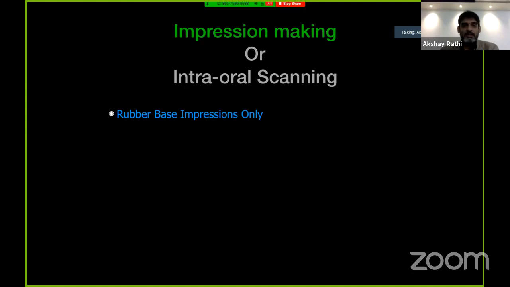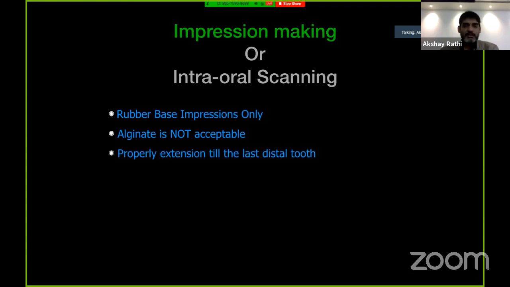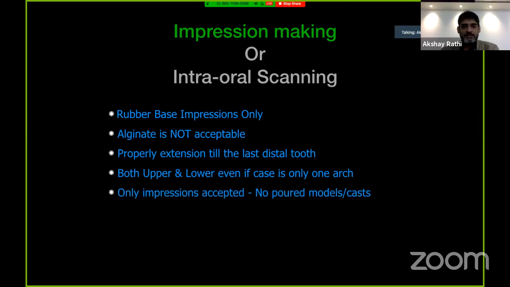Aligners can be done only with rubber base impression or intraoral scanning. Alginate is not acceptable, and we need the impressions till the distal most tooth. And even if you are doing upper arch only or lower arch only, the impressions must be made or the intraoral scanning should be done for both the arches. And most aligner fabricators and providers will take only the impressions and will not accept the models.